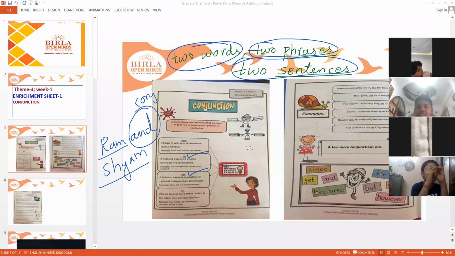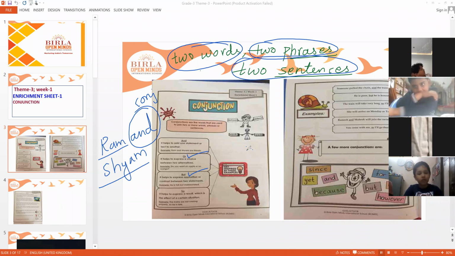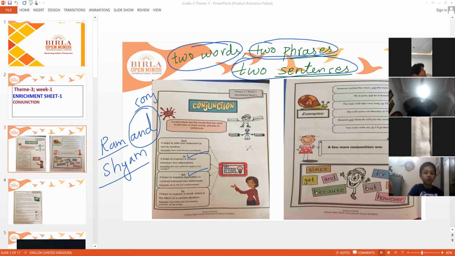I want to play chess with my father, but he is too busy. Here you want to play, but what happened? Why can't you play? Because your father is busy. So here a complete contrast is there between two situations.